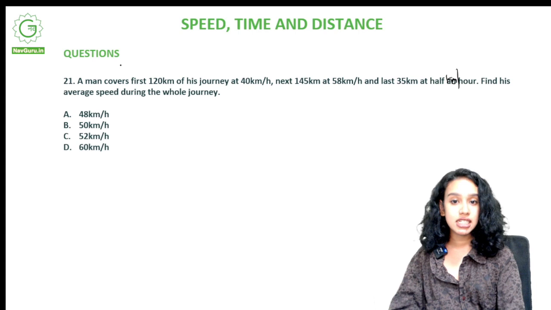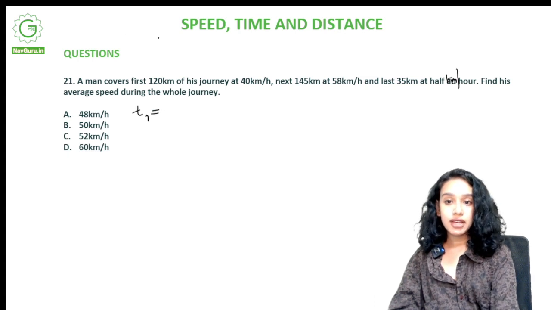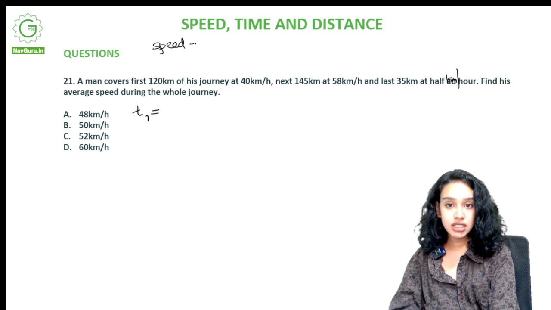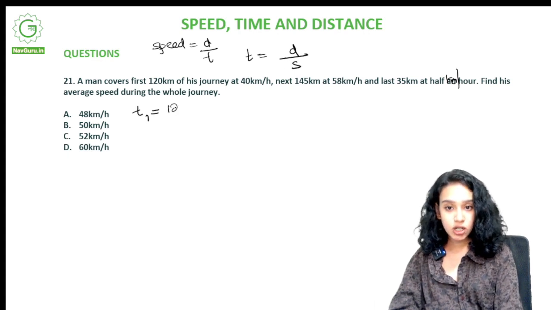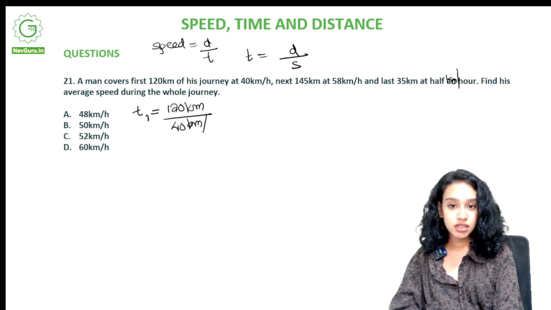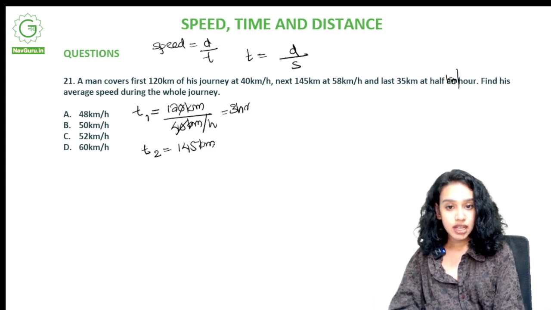So first of all, let's calculate the time taken for each of these things. So in the first interval, time is equal to, we have speed equals distance by time. So time equal to distance divided by speed, right? So distance is 120 kilometers and speed is 40 kilometers per hour. So we cancel this out and we get 3 hours, right? Now T2 is equal to, we have 145 kilometers here divided by 58 kilometers per hour.